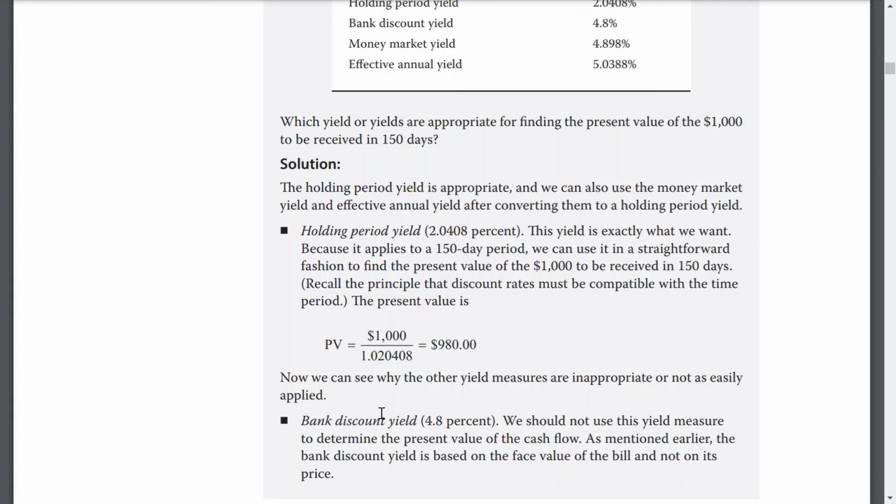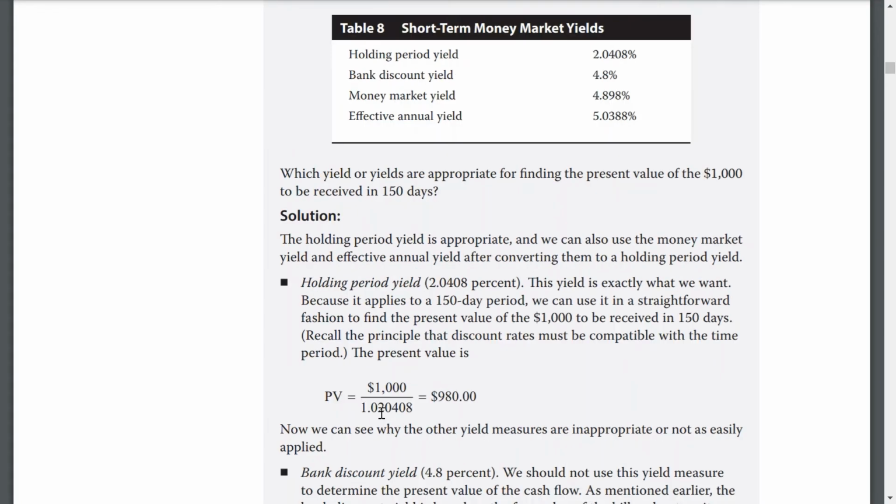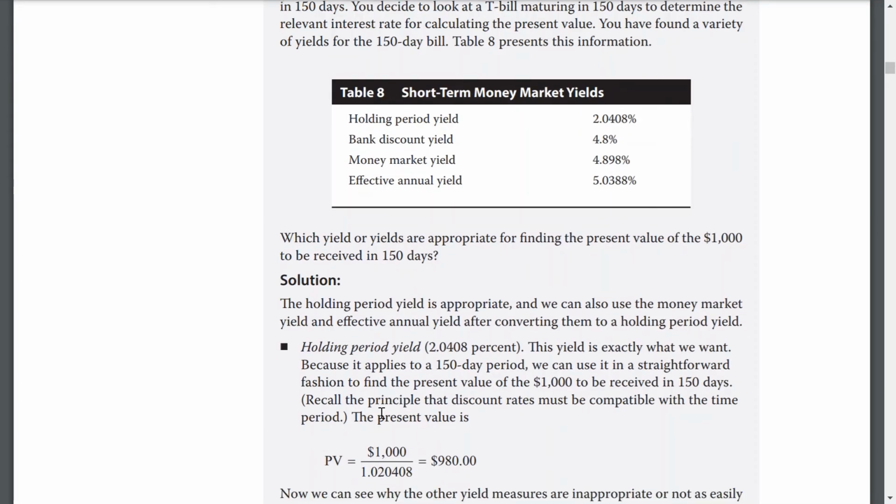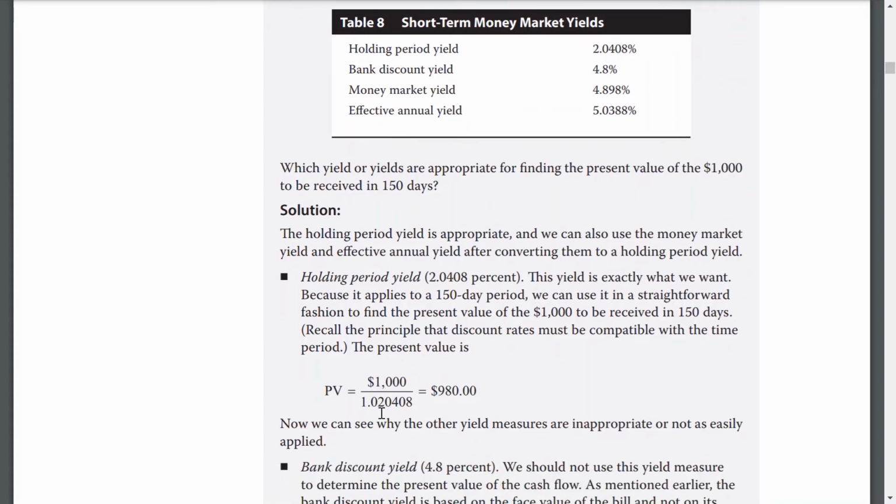Recall the principle that discount rates must be compatible with the time period. The present value is PV equals $1,000 divided by 1.020408, which is... what is that? Where does that come from? Oh, right, because there's only 150 days left. So therefore, instead of being the full 2.0408%, we have 1.020408. Okay, that kind of makes sense. Equals $980. So now we could see why the other yield measures are inappropriate or not so easily applied.